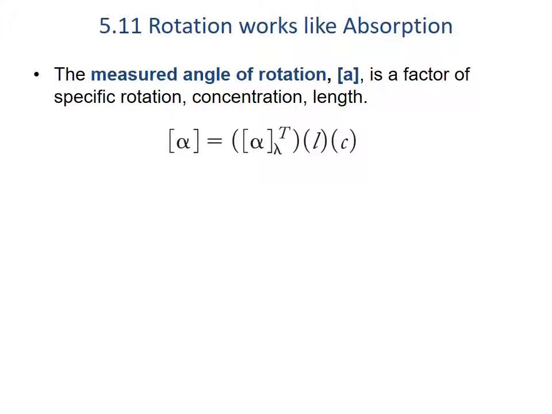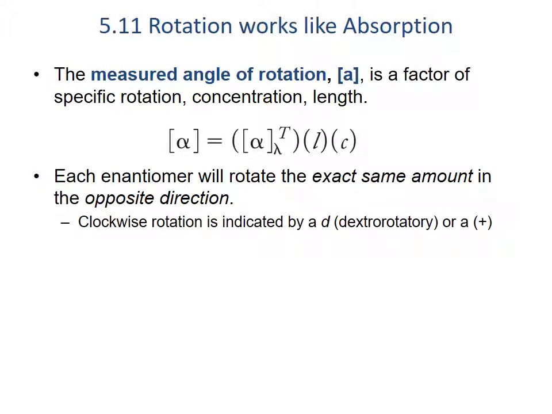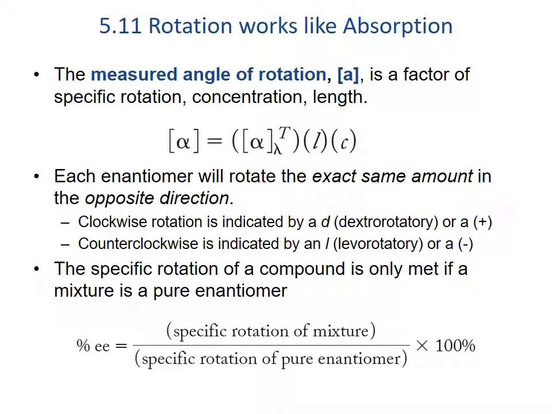If a solution is racemate, each enantiomer will cancel out the others, so no optical rotation will occur. Any rotation would indicate an excess of one enantiomer over another. Clockwise rotation is called dextrorotatory and is indicated by a lowercase d or a plus sign. Counterclockwise is indicated with a lowercase l or minus sign, indicating levorotatory. We can determine how much of one enantiomer we have in excess of the other enantiomer by comparing the observed rotation to the ideal value. This, as a percent, is called enantiomeric excess.